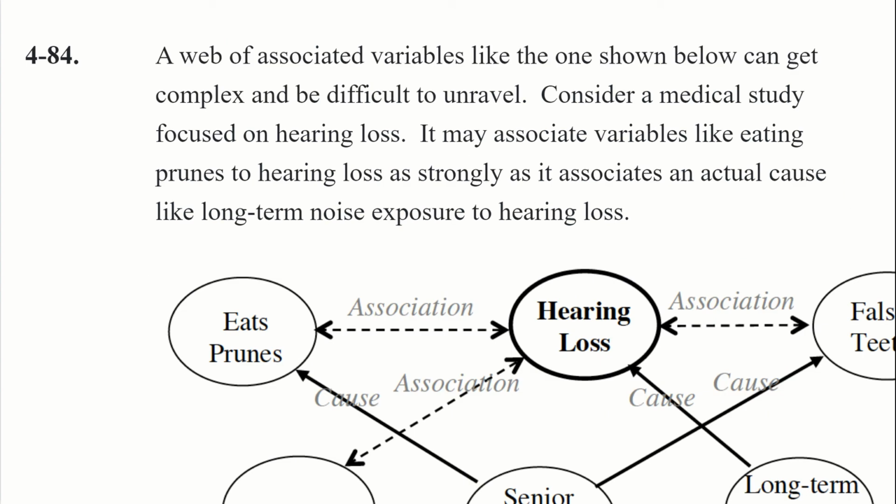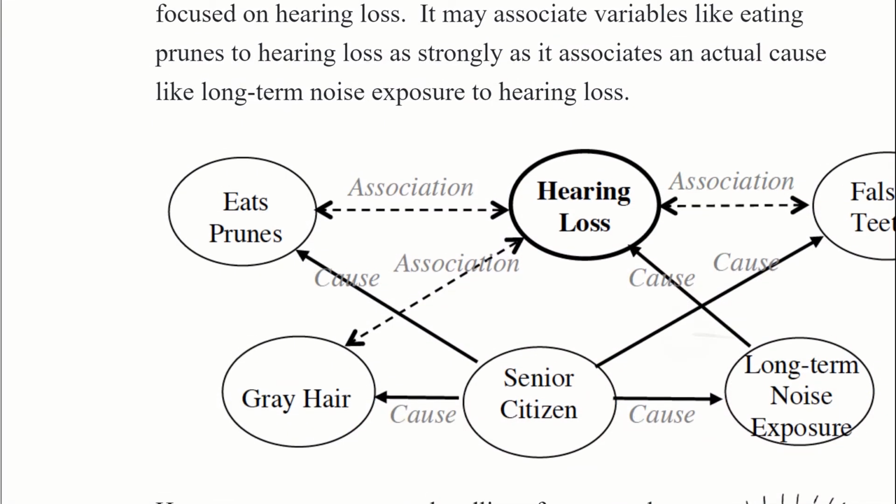Question 84. A web of associated variables, like the ones shown below, can get complex and difficult to unravel. Consider a medical study focused on hearing loss. It may associate variables like eating prunes to hearing loss as strongly as it associates an actual cause like long-term noise exposure to hearing loss. Okay, that's fun. Let me look at this.